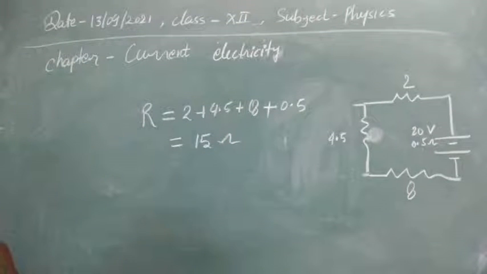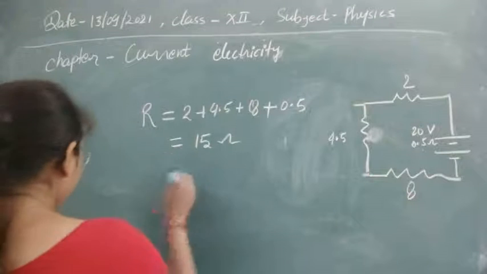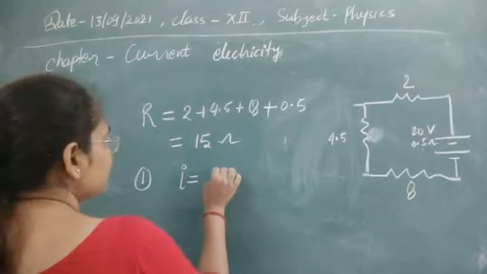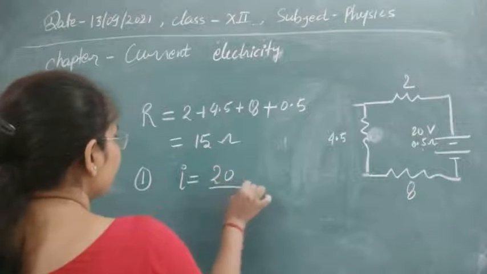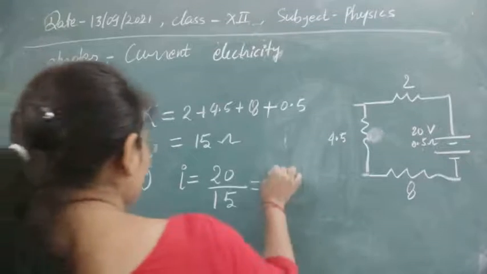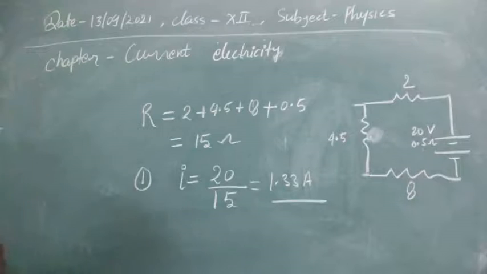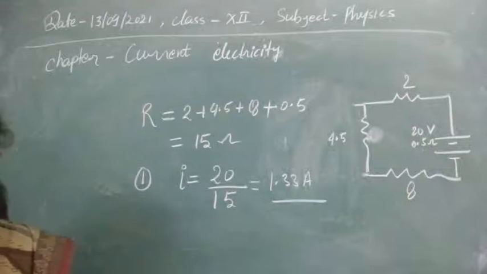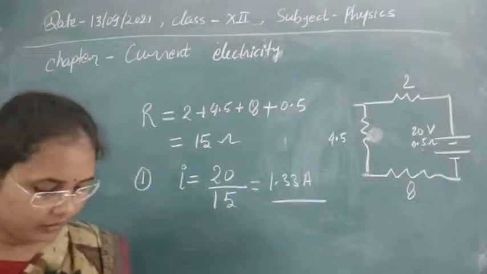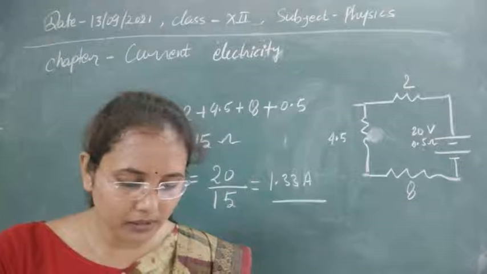Now we can find out the current through the battery easily. Our first question was the current through the battery. That is equal to V by R. V has value 20, R has value 15, and if you solve it, this is equal to 1.33 amperes. So this is the value of current that is drawn from the battery. Next, we have to solve what will be the current through the 6 ohm resistance.